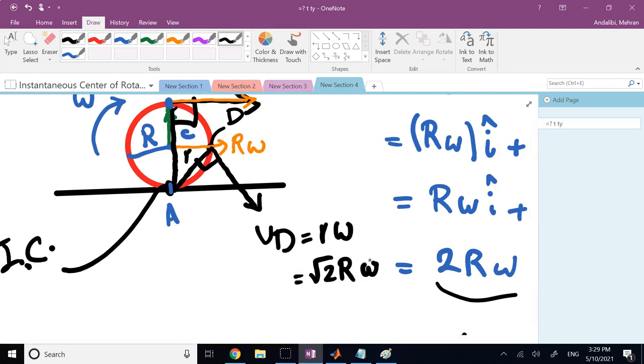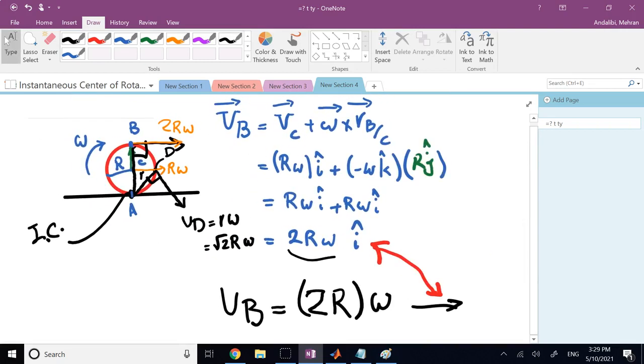Okay, but if you did it with vectors, you will get R omega I minus R omega J, which gives you the same magnitude and the same direction. So it depends on how you want to deal with it, in terms of I and J or in terms of magnitude and direction. Then this IC method is way easier if you want to do magnitude and direction, not I's and J's components.